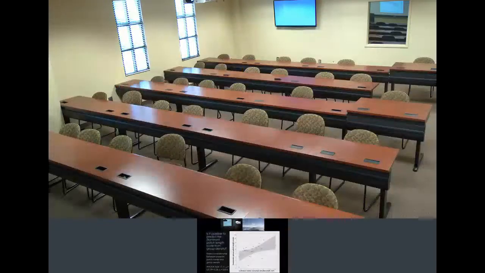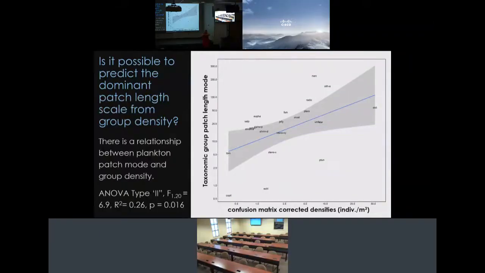So this plot is removing all those groups where basically the patch mode was above 10 kilometers, because we don't think that's a valid number, since we don't know where the patch ends. So we've taken those out here. That's why you're seeing fewer groups.